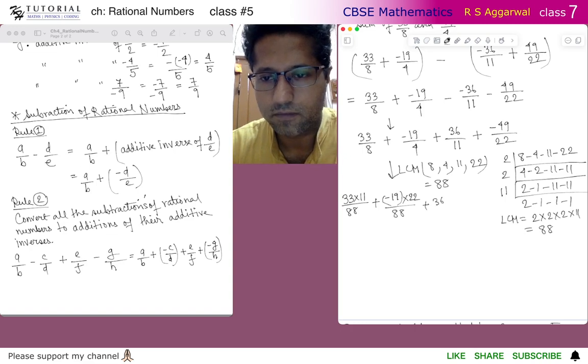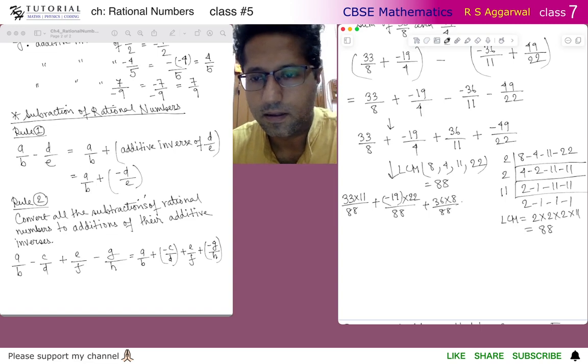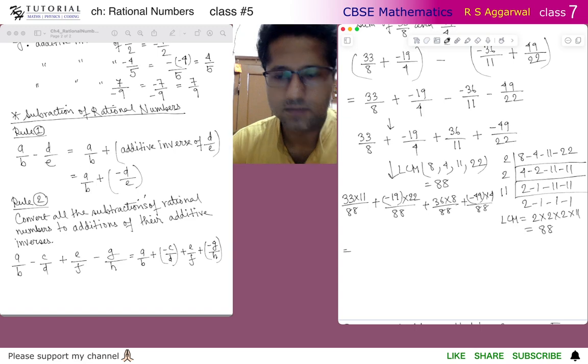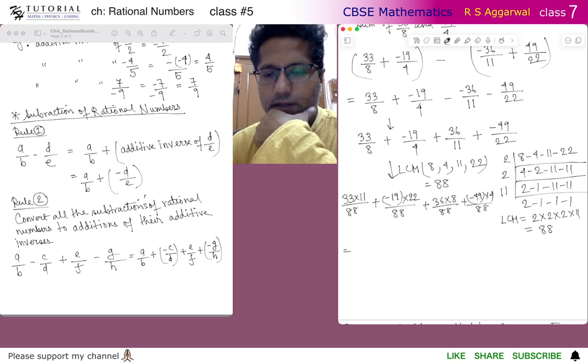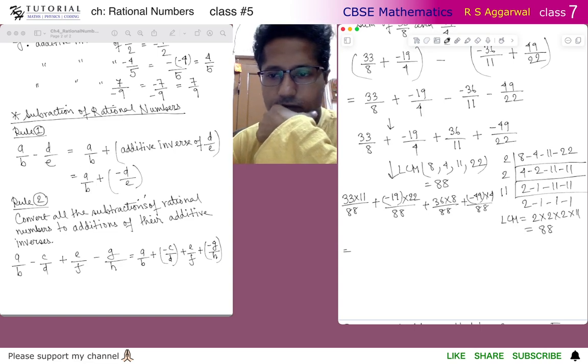36 will have to be multiplied by 8, we will have 88, and minus 49 will have to be multiplied by 4, we will have 88. So this is a little bit lengthy calculation, but anyway we have to do it.